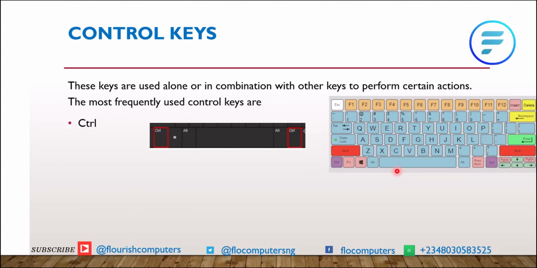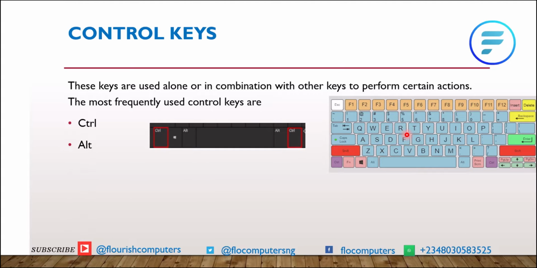Control B is to bold a particular text. If you highlight a text and you press Control and the letter B simultaneously, it means that you want to bold. If you do Control C, it means you want to copy. Control D, you want to duplicate. That is how the control key actually works. It works in combination with other keys on the keyboard in order to work.